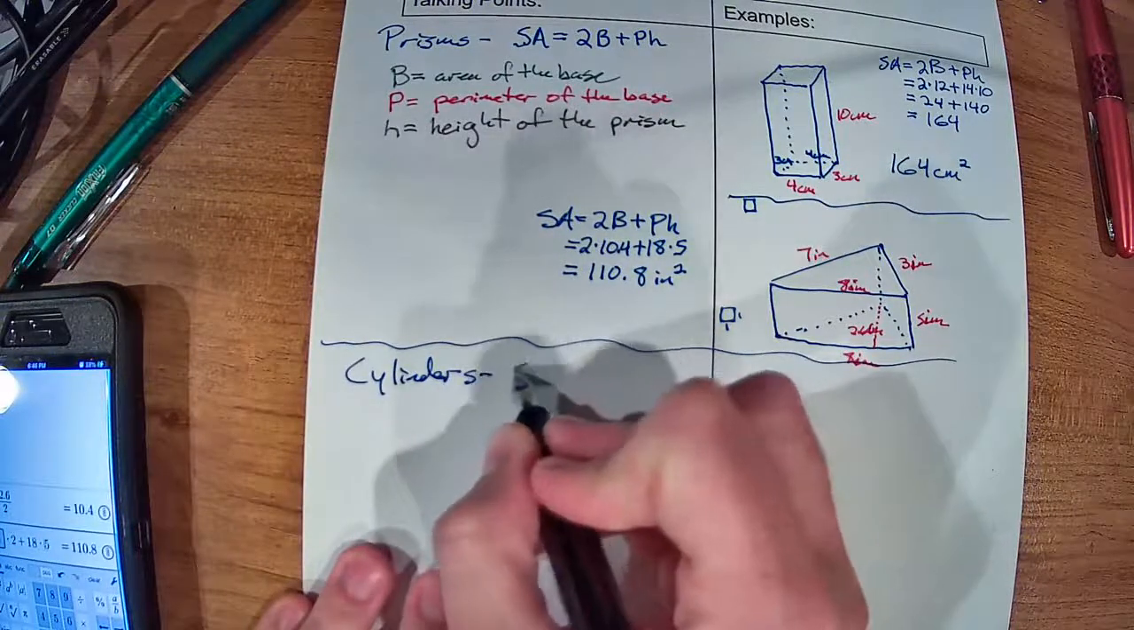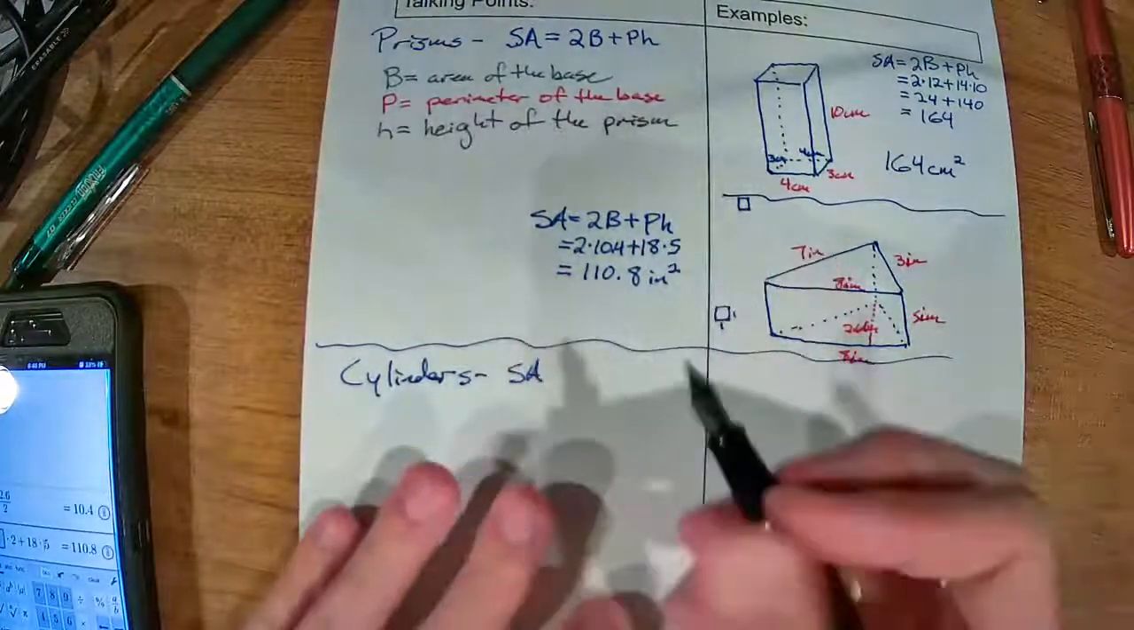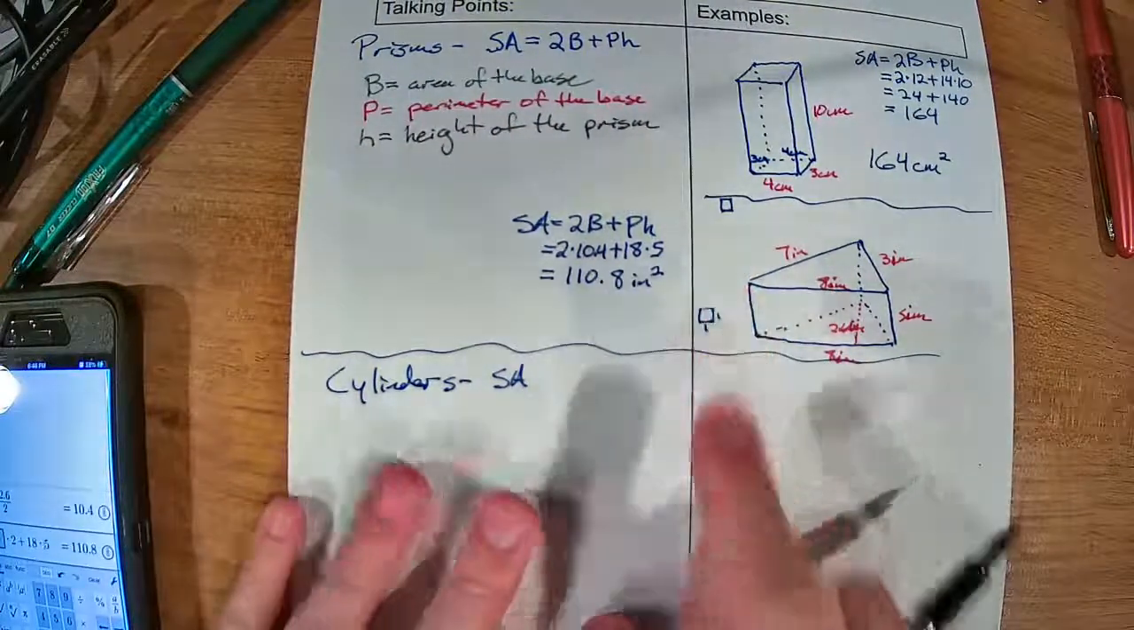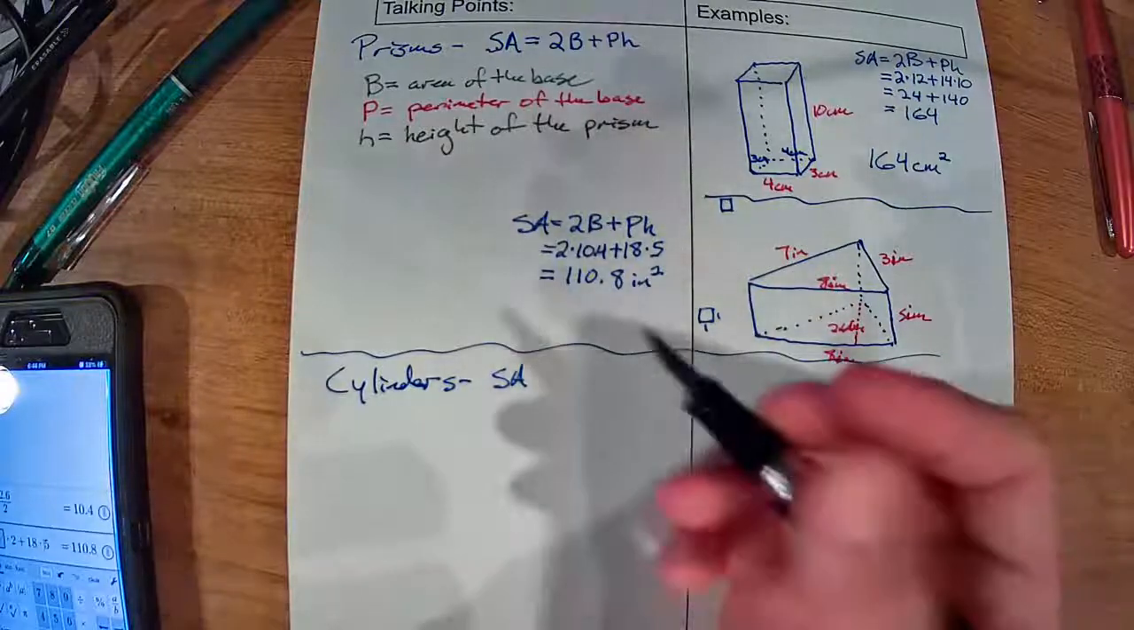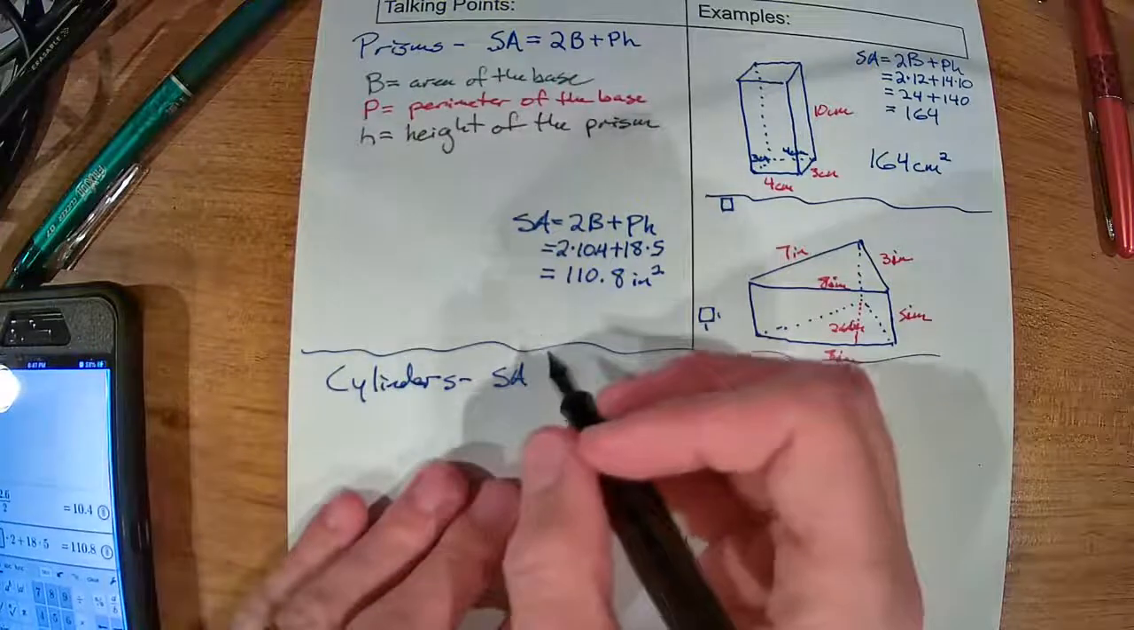Now, the cylinder's surface area formula is fairly straightforward. I'm going to show you two different versions of it. One that you might see, say, on a quiz or a test, maybe in high school, and then one that I'm going to show you that's going to make your life easier.